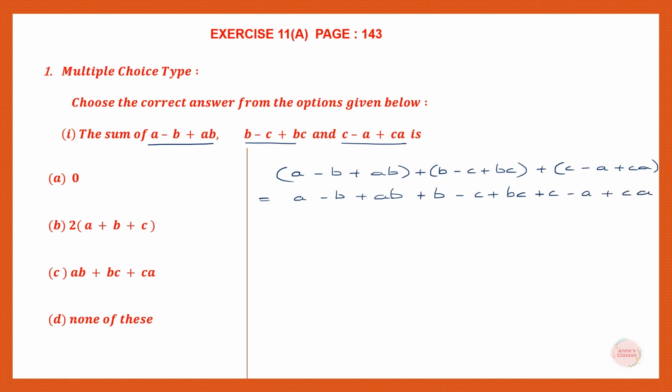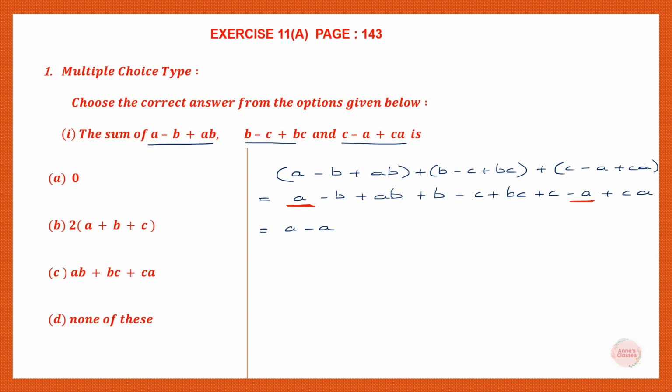Now we have to look for the like terms. So here we have an a. Now let's look and see if there's another a. So here we have another, minus a. So can you see a minus a? Let me write that down. So that will be a minus a. So we have taken a.